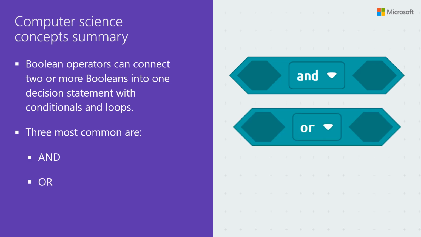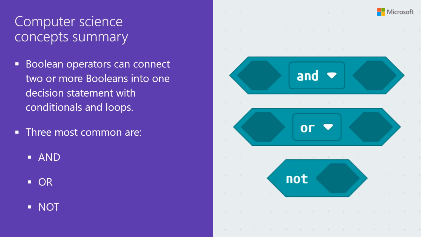Then you have or. Or is if condition A is true or condition B is true. So either one of them can be true to make this entire statement true. And then we have not. You might see this in a while condition. So while event A has not happened, then this is true. We can also think of not as the opposite of.